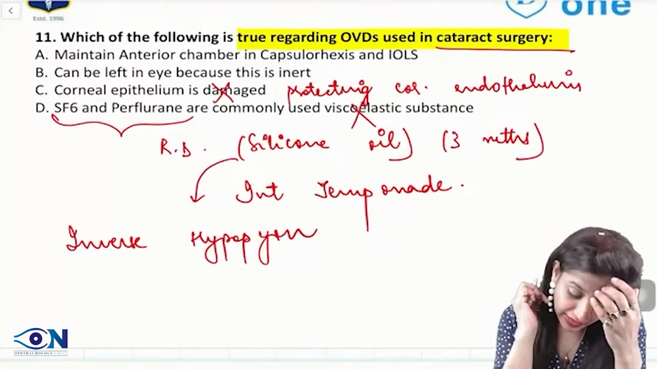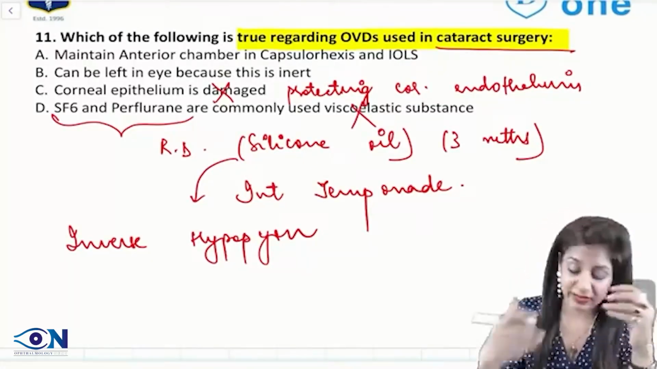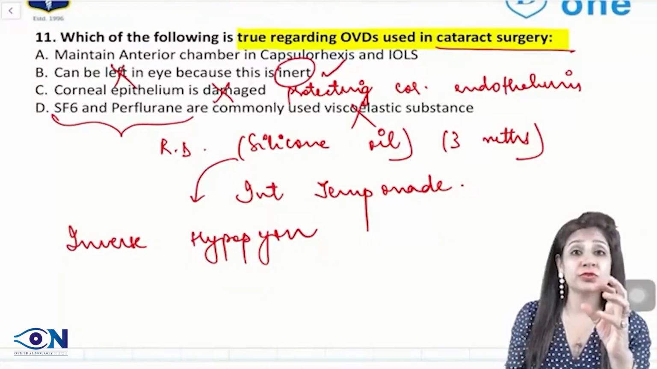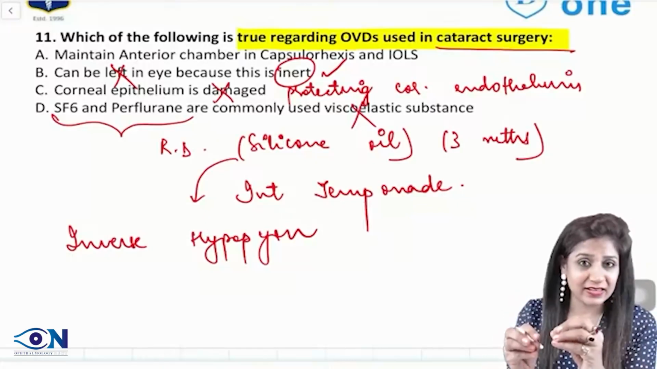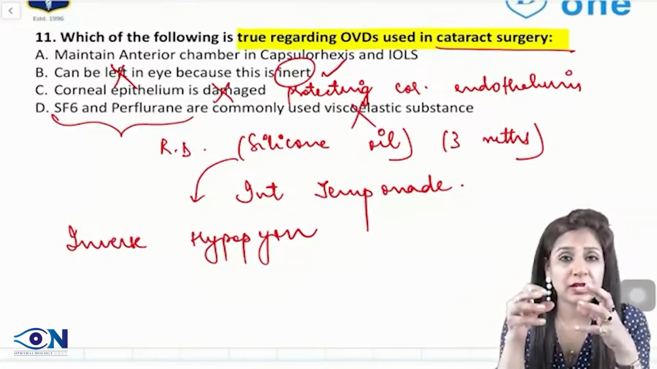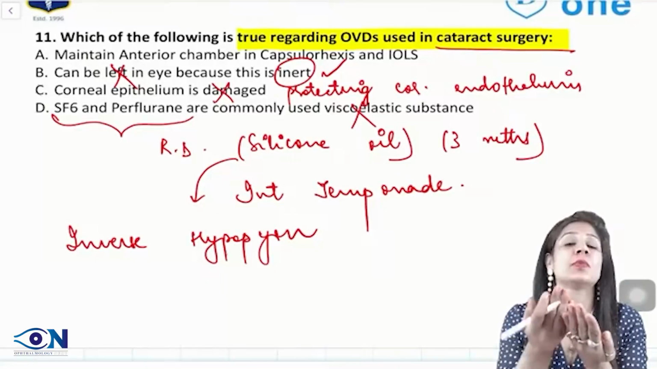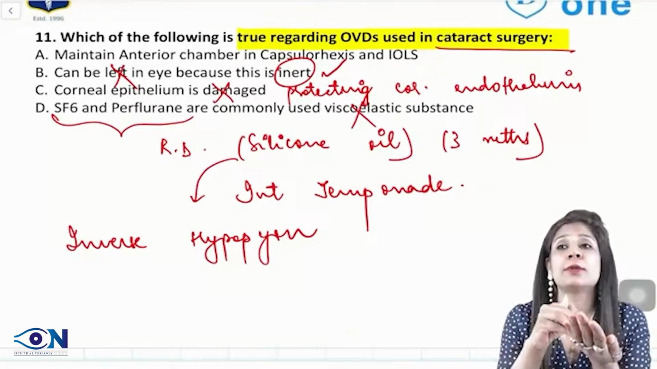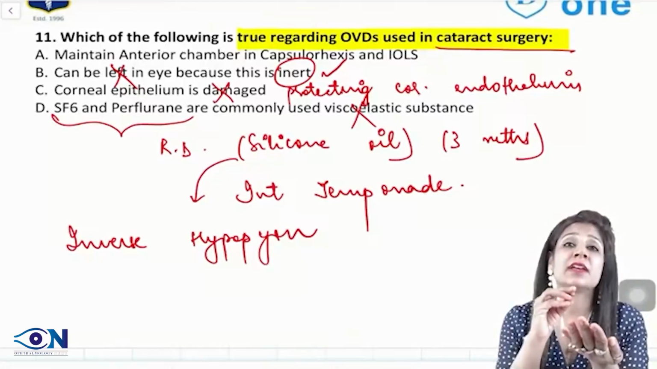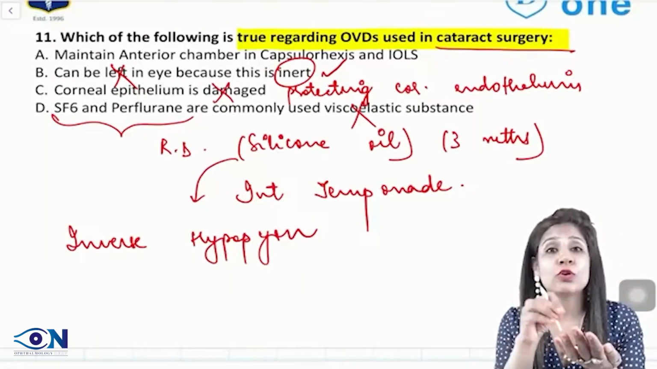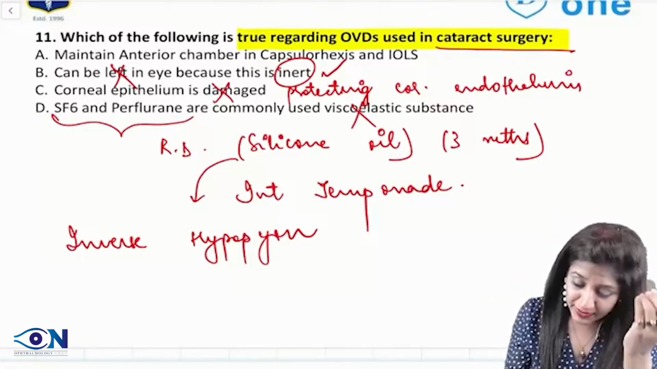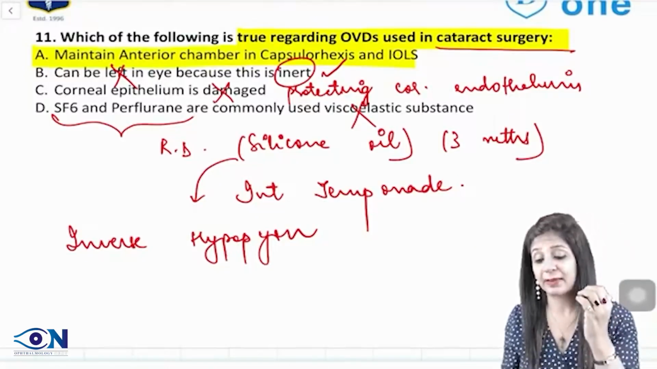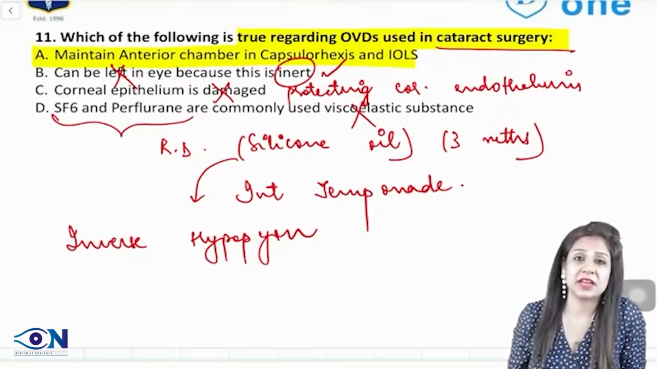They can be left in the eye because it is inert. Now this is partially correct, it is inert, okay, but they cannot be left in the eye. They are just substitutes which are used to maintain the anterior chamber, right? And for the coating of the IOL, so that when we are doing the IOL entry, we can use them for maintenance of the anterior chamber. At the time of capsulorhexis we can use them, and for the coating of IOLs we can use them. So the best option out of the four is option A, maintenance of the anterior chamber during capsulorhexis and IOL insertion.